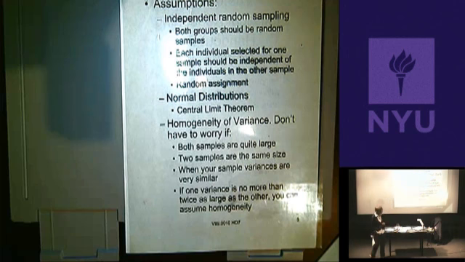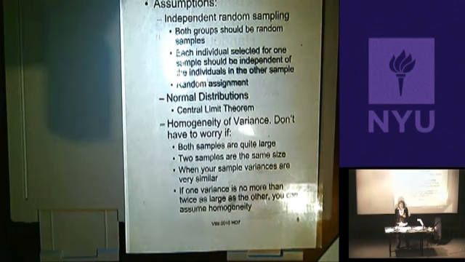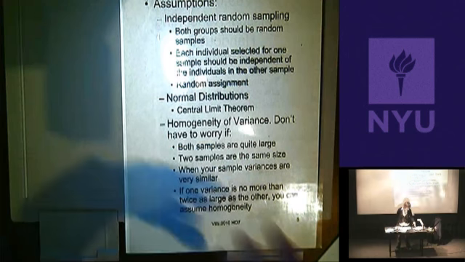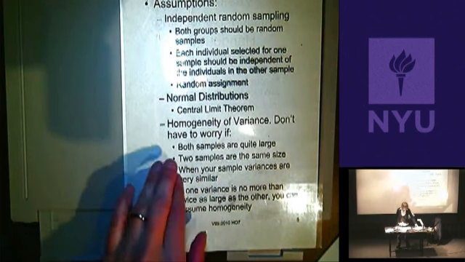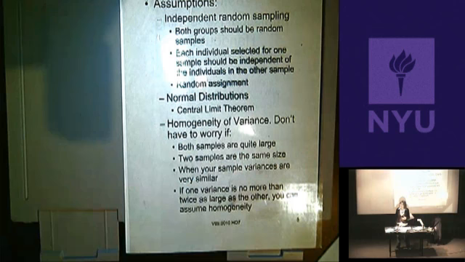Normal distributions we've talked about. Homogeneity of variance, that's our sort of new thing. We had talked about the variance or the standard deviation being the same before, but now it's a little fuller. You don't have to worry if both of your sample sizes are very large, right, 100 over each, or if your samples are the same size, okay? And if your sample variances are very similar, and that's our rule for very similar. So you don't have to worry in that case.